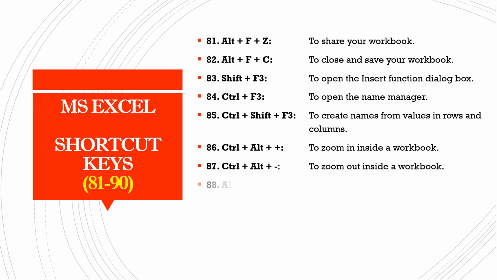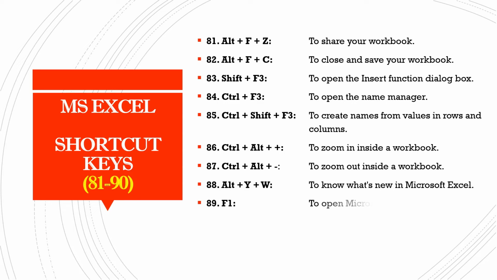Alt plus Y plus W is used to know what's new in Microsoft Excel. F1 key is used to open Microsoft Excel help. Control plus F4 is used to close Microsoft Excel. Alt plus F plus Z shortcut key is used to share your workbook. Alt plus equals is used to auto sum a column. Alt plus A plus M shortcut key is used to remove duplicates.